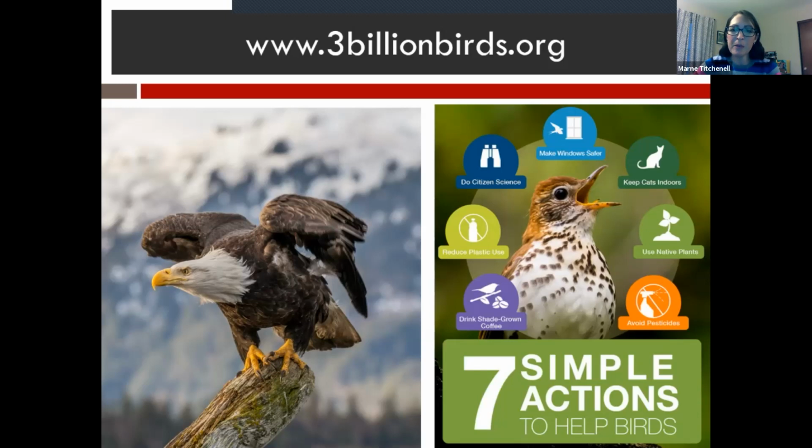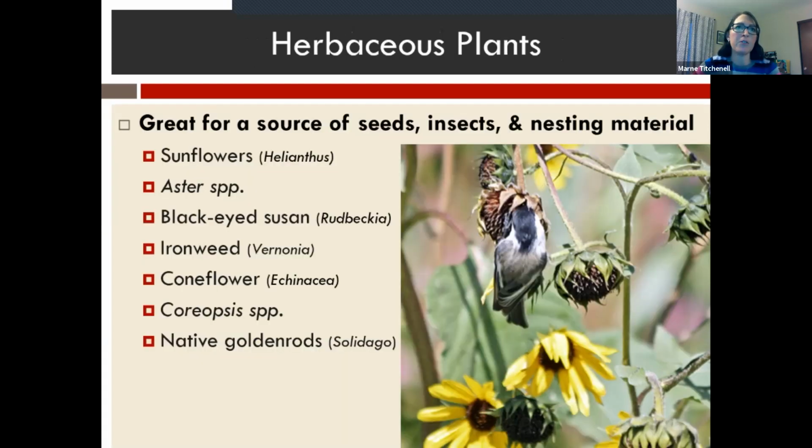We can recover species. We've done it before. As you can see, the bald eagle is a great example of that. But we all definitely need to play our parts. And I know you all as master gardeners are already doing that. But I do want to go into a little more detail on one of these action items, which is using native plants, and just share some lists of plants that are great for songbirds. I'm not going to spend a lot of time on these. I will share these slides so you don't have to hurriedly jot down these plants.